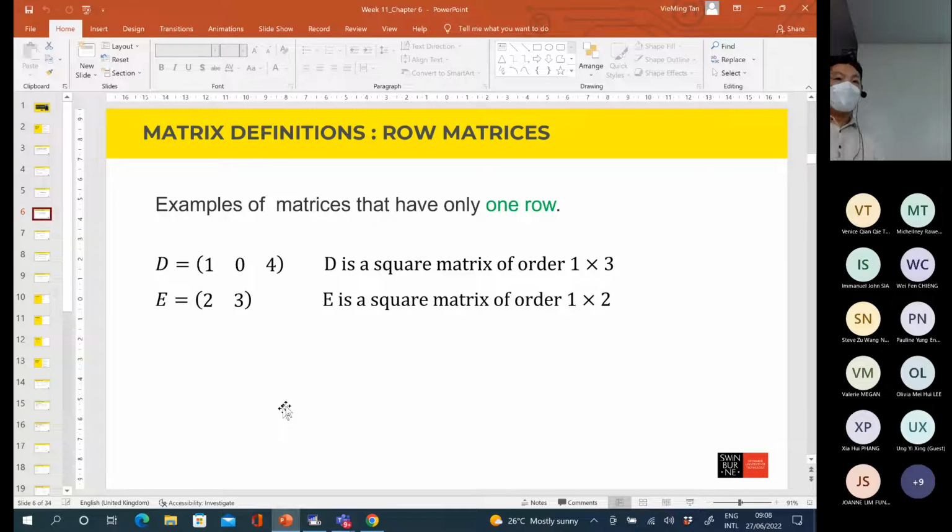Then we proceed to the next example, matrix D. We can check how many rows? Only 1 row. And how many columns? 1, 2, 3, 3 columns. So we can say that this matrix D has the order of 1 multiplied by 3, because only 1 row and 3 columns. How about E? Matrix E has 1 row, 2 columns. So matrix E has the order of 1 multiplied by 2.